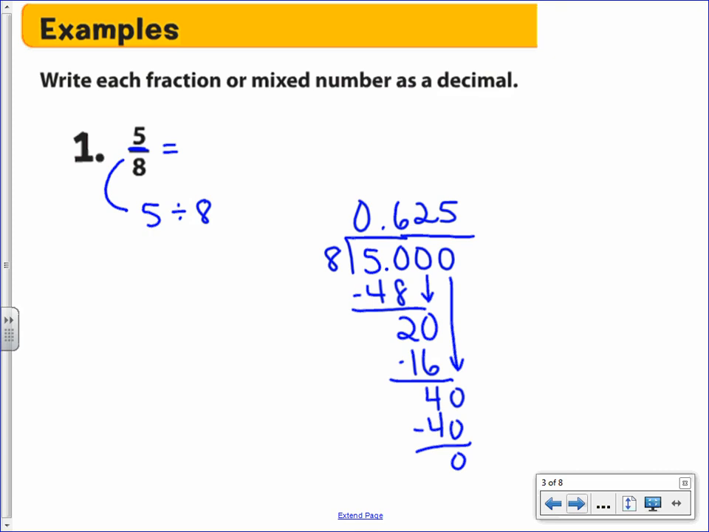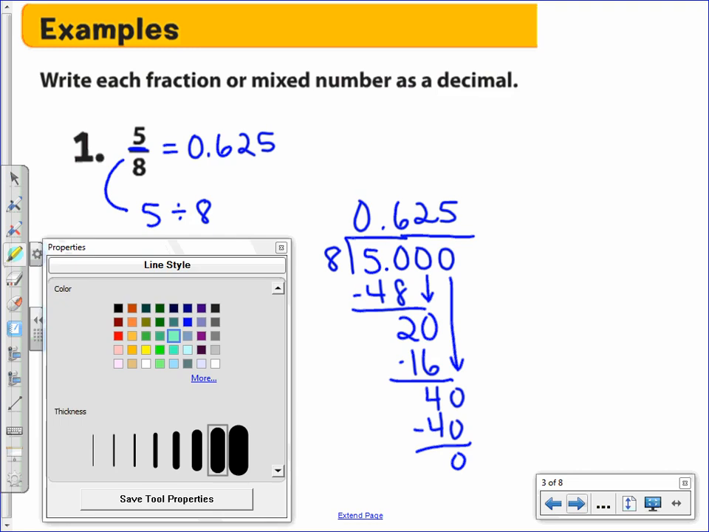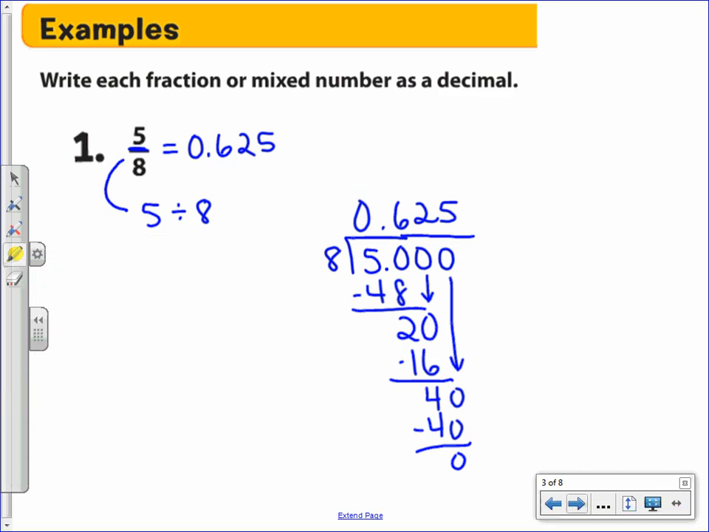So 5/8 is equivalent to 625 thousandths, or the lazy way, 0.625. Okay? So I have 5/8 equals 0.625. This is tenths place, hundredths, and thousandths. So 625 thousandths. They didn't ask us to round it, so we leave it just like that.